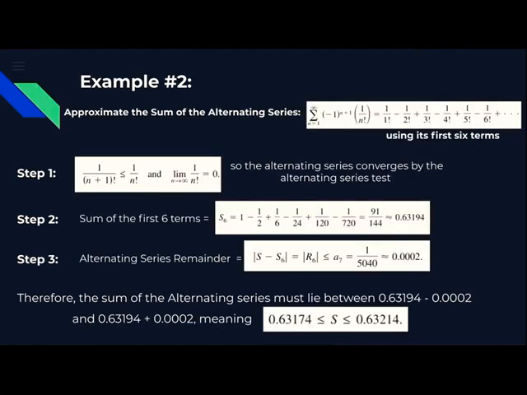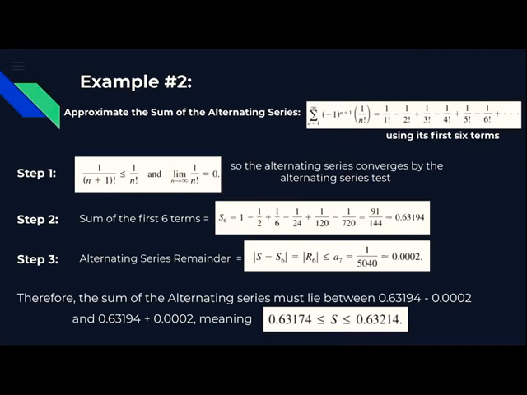Okay, here is example number 2. So we are going to approximate the sum of this alternating series using its first 6 terms. And the series is the sum from 1 to infinity of negative 1 to the n plus 1 times 1 over n factorial. Okay, and then I gave you the first 6 terms.